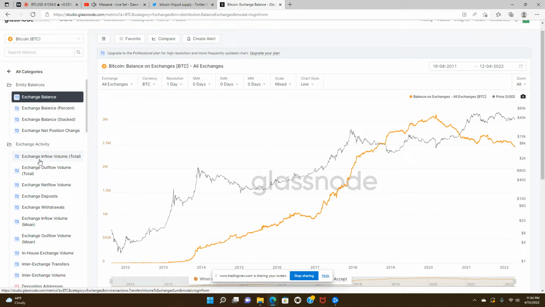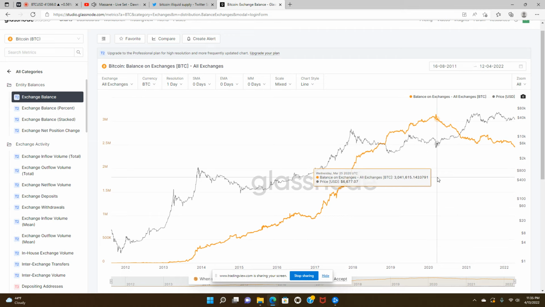Just in general, it's one of the few on-chain metrics to keep on your radar for short-term volatility. Because if you do see that inflow volume, you will see heavy sell pressure. But right now in the big picture, we don't see that. We actually see the opposite of that.